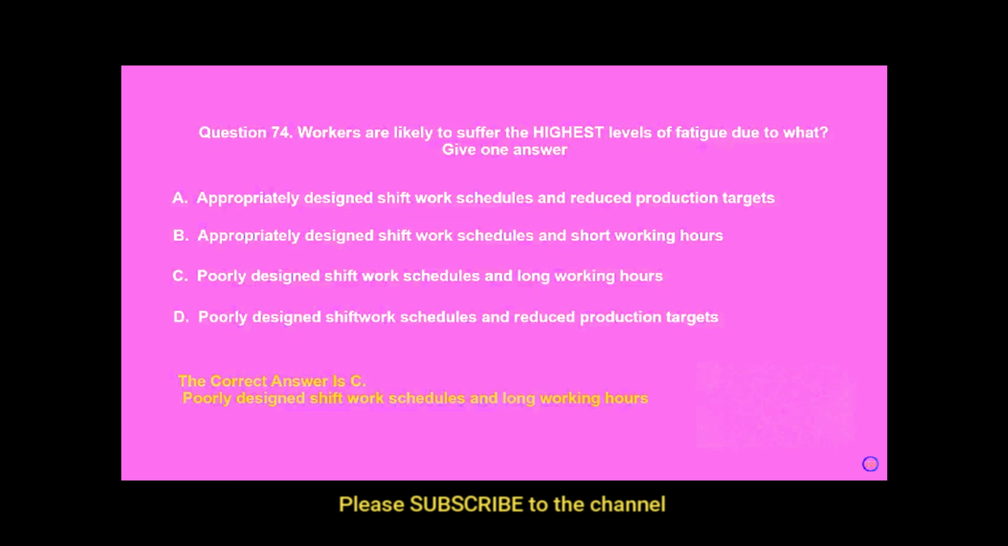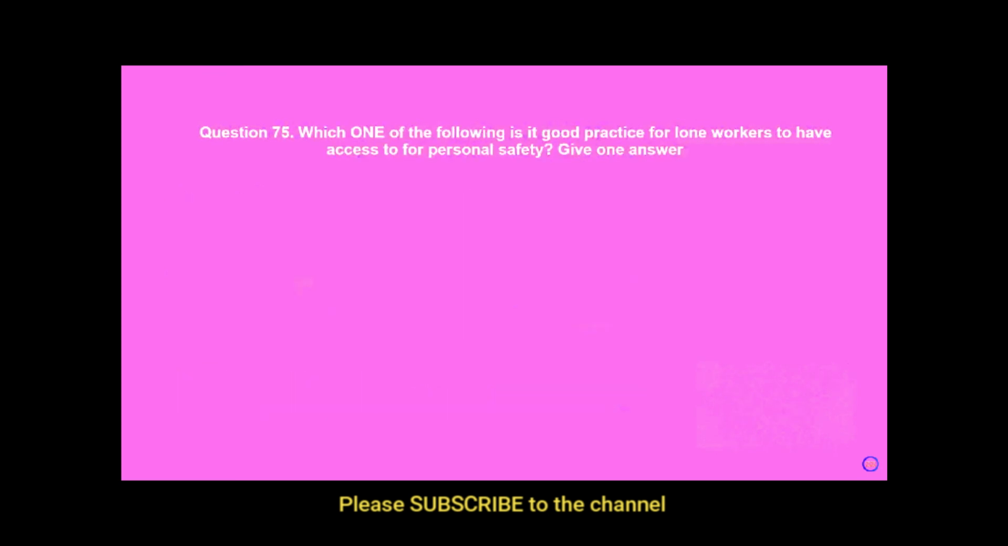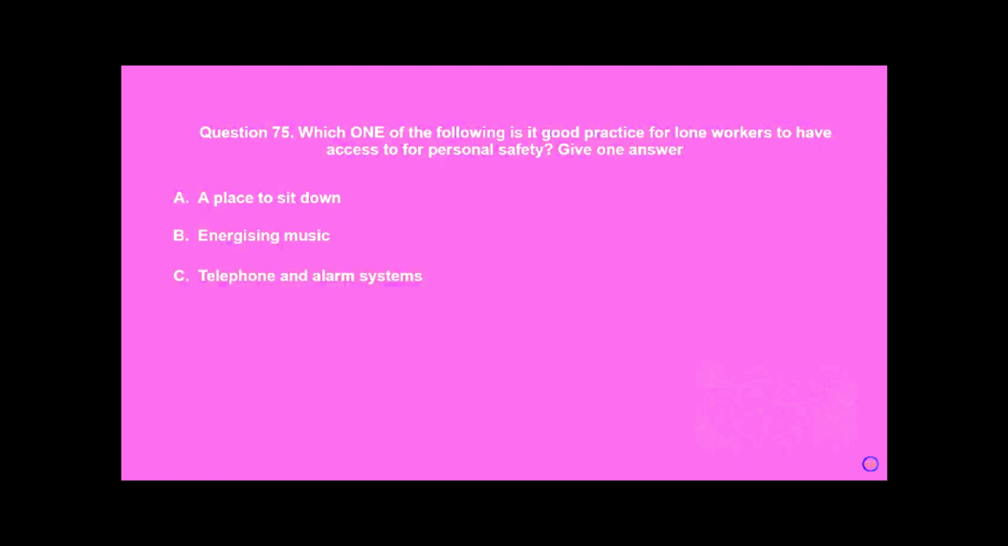Question 75. Which one of the following is it good practice for lone workers to have access to for personal safety? Give one answer. A. A place to sit down. B. Energizing music. C. Telephone and alarm systems. D. The correct tools. The correct answer is C. Telephone and alarm systems.